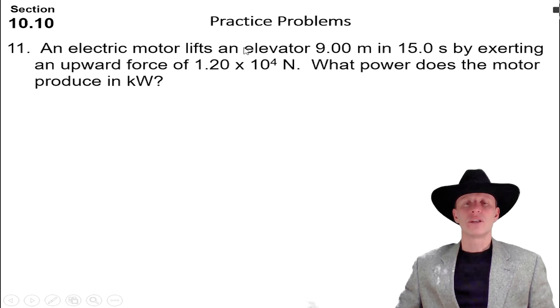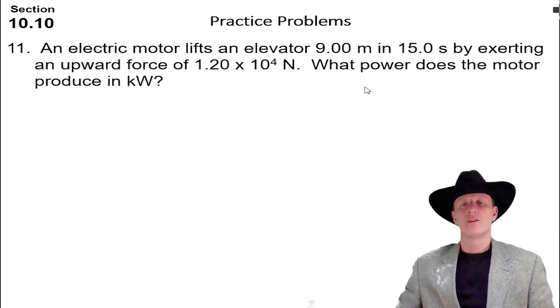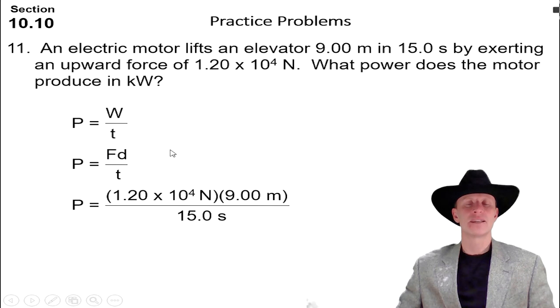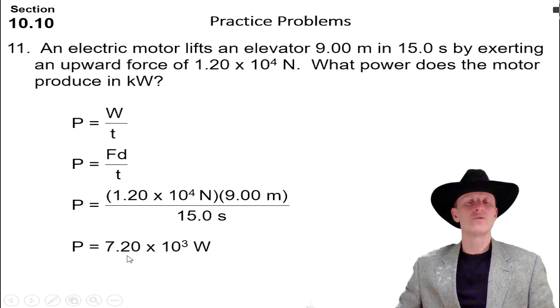An electric motor lifts an elevator 9 meters in 15 seconds by exerting a certain force. What power does the motor produce in kilowatts? Well, power is force times distance divided by time. Force is 12,000 newtons, that number goes in for the F. The distance it's moved is 9. They're in the same direction, so we don't have to worry about cosine of theta. How long did it take? 15 seconds. So you just multiply across and divide by 15 to get 7,200, or 7.20 times 10 to the third watts.